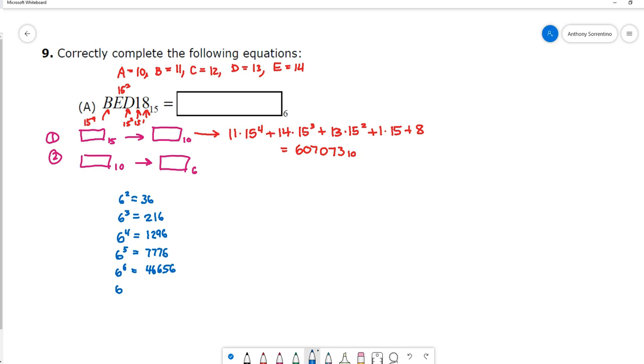6 to the 7th is 279,936. And that's the highest power of 6 that will actually go into 607073. Because if I do 6 to the 8th power, I end up with 1,679,616. So that's way over.